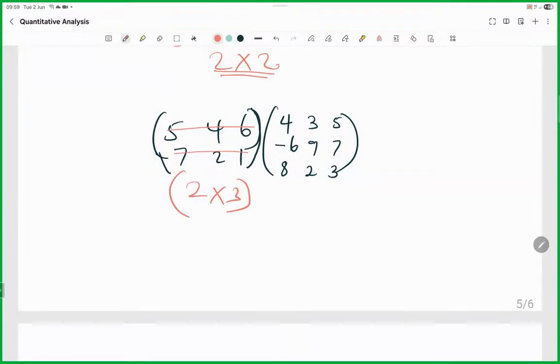How about the second one here? It is 1, 2, 3 rows, with how many columns? 3. Are these two matrices compatible for purposes of multiplication? Yes, because of the inner values here.